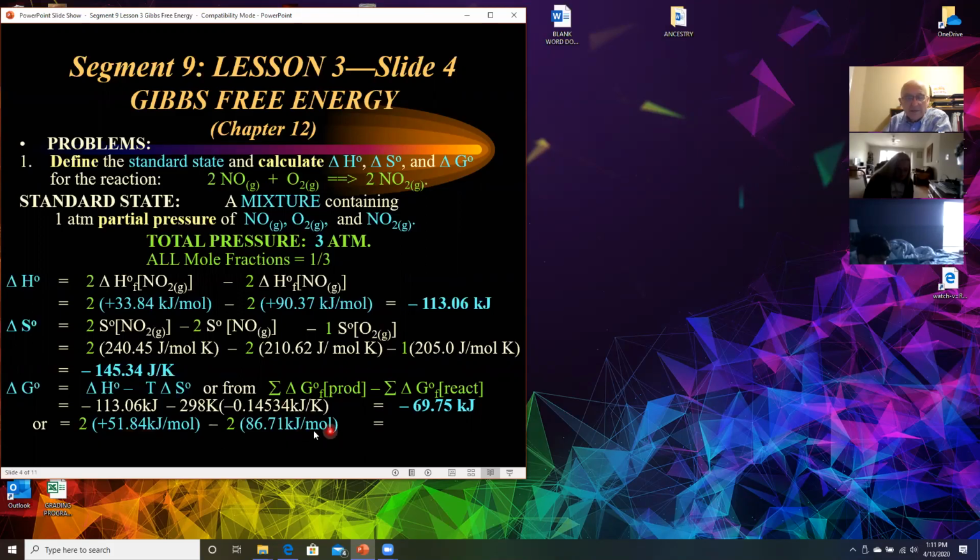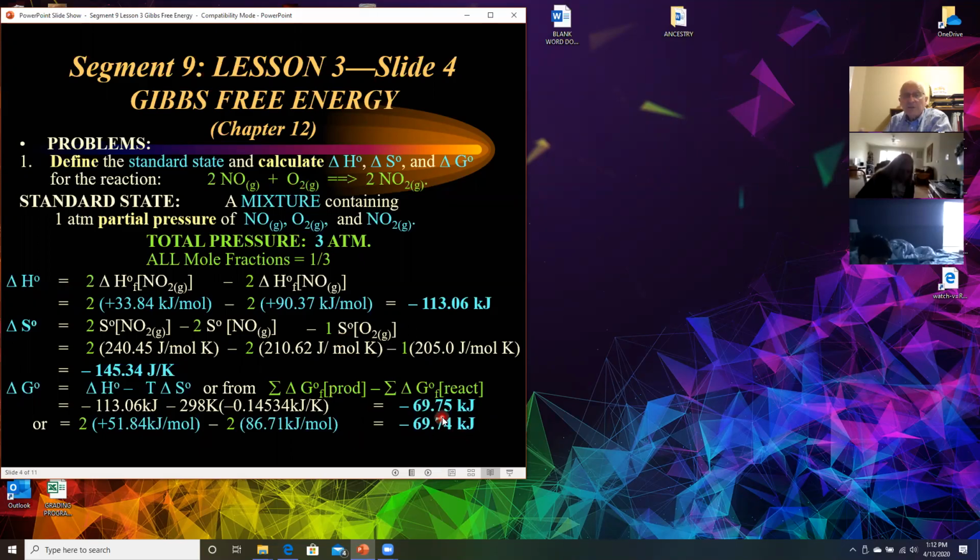the tables at the back of the book. And these are the numbers. I've got 51.84 for the delta G of formation of the product. And I've got 80 plus 86.71 kilojoules per mole for the heat of formation, or the free energy of formation of NO. Notice I don't subtract off an O2 value because it's diatomic and gaseous. So its standard delta G of formation is 0. If I combine these two, I got this number.